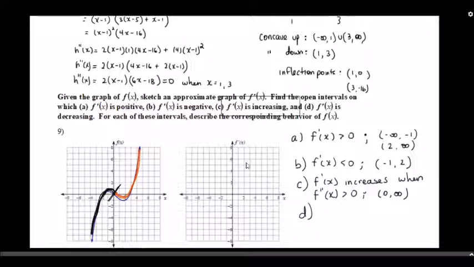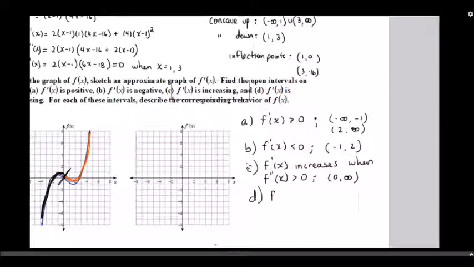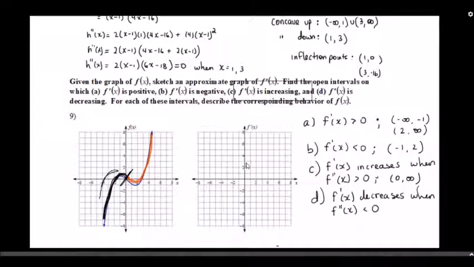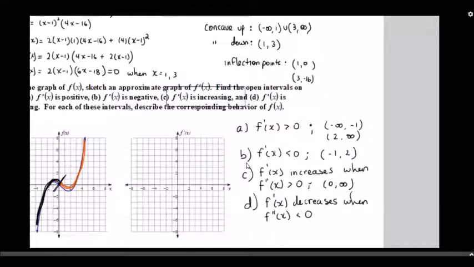Wherever the second derivative is negative, so let me write this down for part D. So f prime of x decreases when f double prime of x is less than 0. Again, if you remember from section 3.3, the second derivative is less than 0 means the graph is concave down. So this piece of the graph right here is concave down. That's the interval negative infinity to 0.